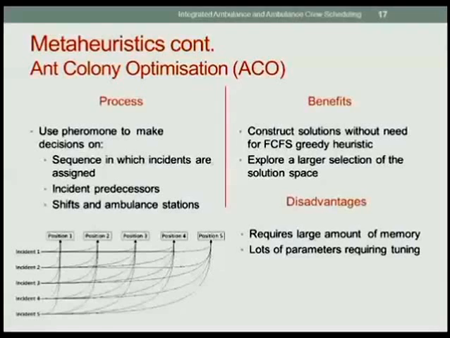The benefits of this approach are that I can construct solutions and explore a larger section of the solution space without having to resort to that constructive heuristic previously. The disadvantage is that it requires a large amount of memory to keep track of this pheromone on all of these decision arcs. And the more types of decision I'm trying to optimize with this method, the more parameters there are in the model that I'm going to have to tune.